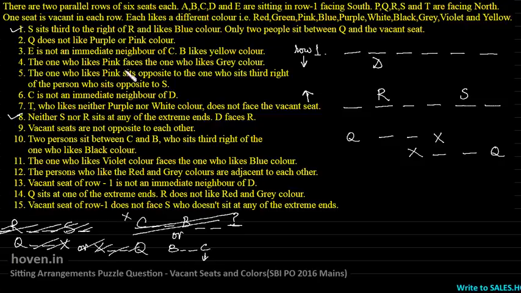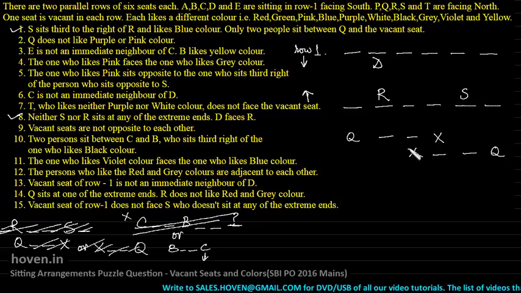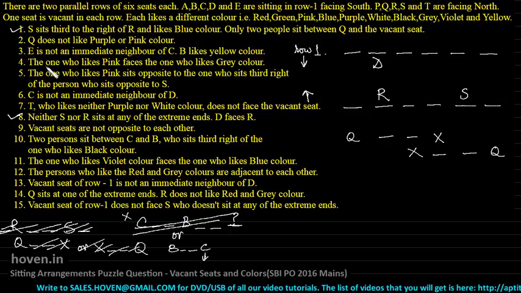Let us now start making the second pass. Q doesn't like purple or pink, nothing to be done. E is not an immediate neighbor of C, E hasn't yet been placed, so we still can't do anything about it. Because we are dealing with D, R, S, Q, X and B and C, E is not in the picture yet, we'll have to still wait for that.